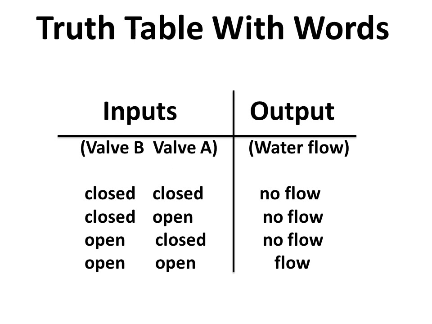So here is what I call a truth table with words. The inputs to the system are valve A and valve B. The water flow is the single output, and the question is, will there be any flow from this tank with two serial valves? The answer is only if both valves are open. If both are closed, or if either one is closed, no liquid will flow.